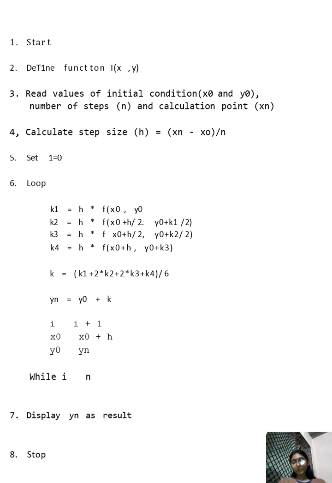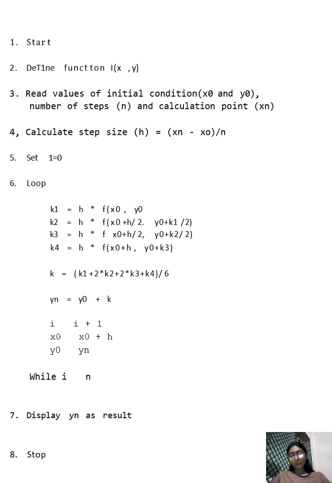So the question number third is write an algorithm for Runge-Kutta method for fourth order. Now firstly we start an algorithm, and in the second step we define function f of x comma y, and in the third step we read values of initial condition x0 and y0, number of steps n and calculation point xn. And in the fourth step, we calculate step size h is equals to xn minus x0 divided by n. And in the fifth step, we initialize i is equals to 0.